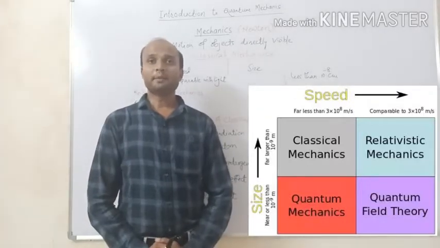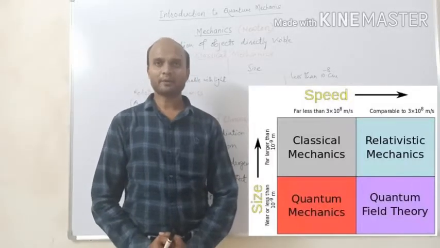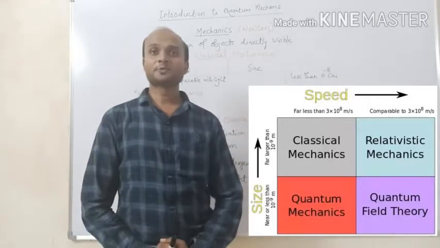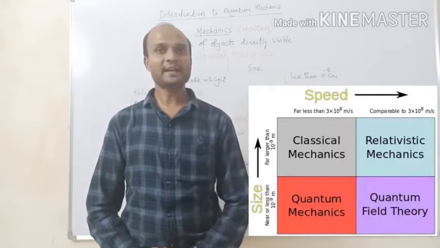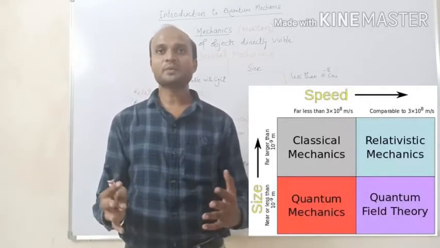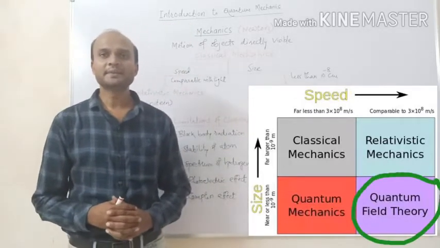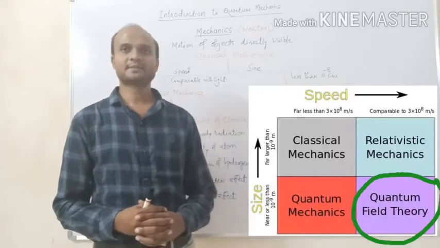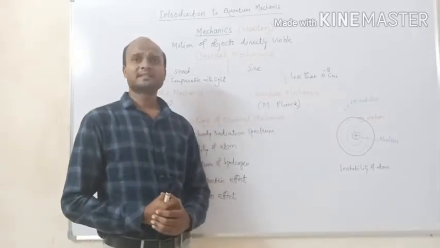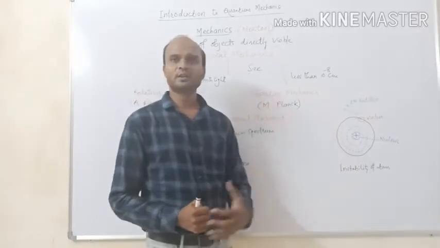Now, what happens if the size of the object is very small, meaning it is a microscopic object or particle, and it travels with a speed which is comparable to the speed of light? In that case, we have to apply both mechanics, quantum mechanics as well as relativistic mechanics, and that is called relativistic quantum mechanics. So here, according to the size of the object, we have to use quantum mechanics.